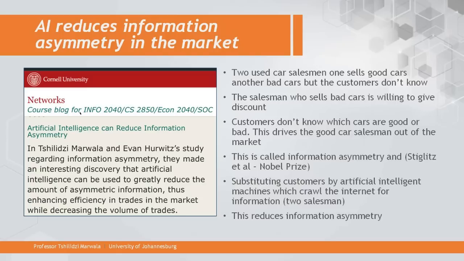Now, what happens when we remove human beings in that transaction? It is an artificially intelligent buyer who can go and search the internet. What we found, and this is actually being taught at Cornell University, and I got this from their lecture notes, and you can see we were being quoted. They were saying that we discovered that artificial intelligence can greatly reduce the degree of information asymmetry. Quite straightforward, because now it's not a human being, and they are able to search much more. But we also found that it is able to enhance efficiency of trades, but it decreases the volume of trades, which is a little bit counterintuitive.